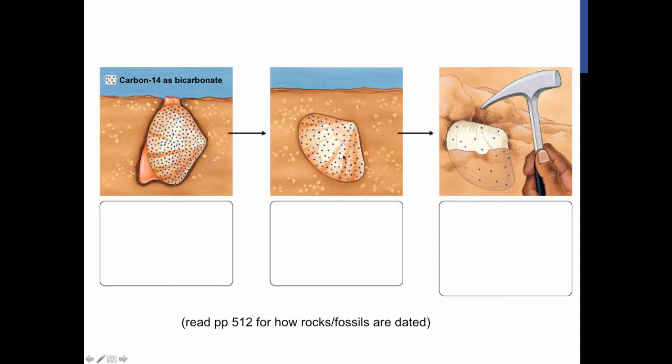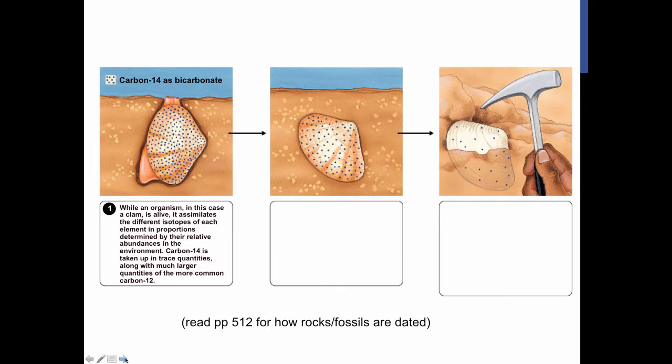After the clam dies, it's no longer taking in carbon-containing molecules, so that carbon-14 breaks down, and it breaks down at a relatively constant pace. So alive, we're maintaining a constant level, and then as soon as you die, that carbon-14 begins to break down because it isn't being taken in anymore. So when we look at a fossil, we can look at the amount of carbon-14 in it and get some idea of how old that fossil is based on the half-life of carbon-14.